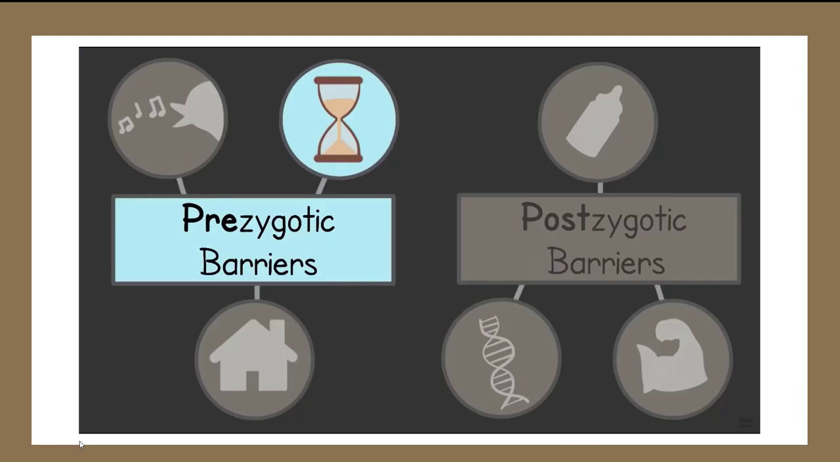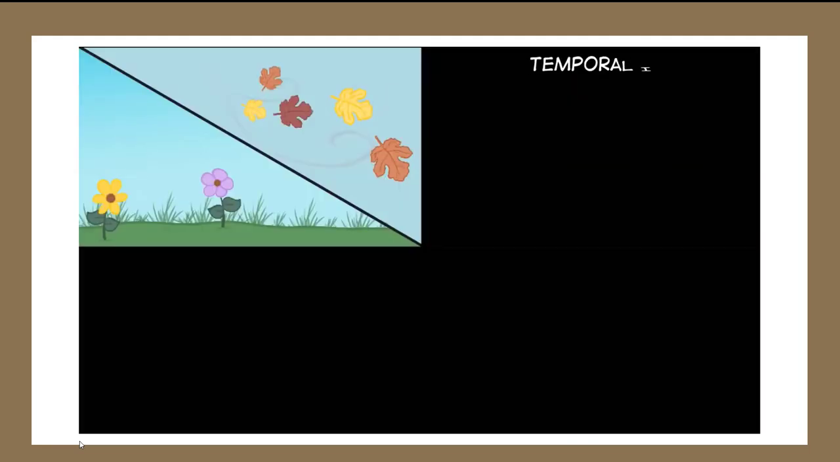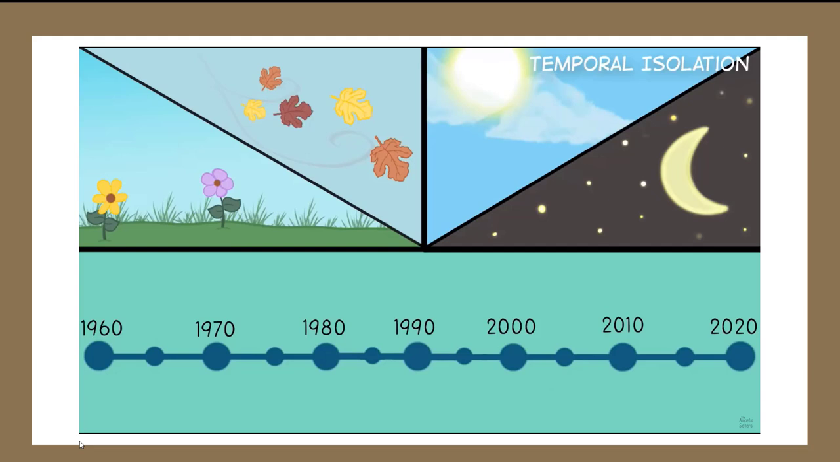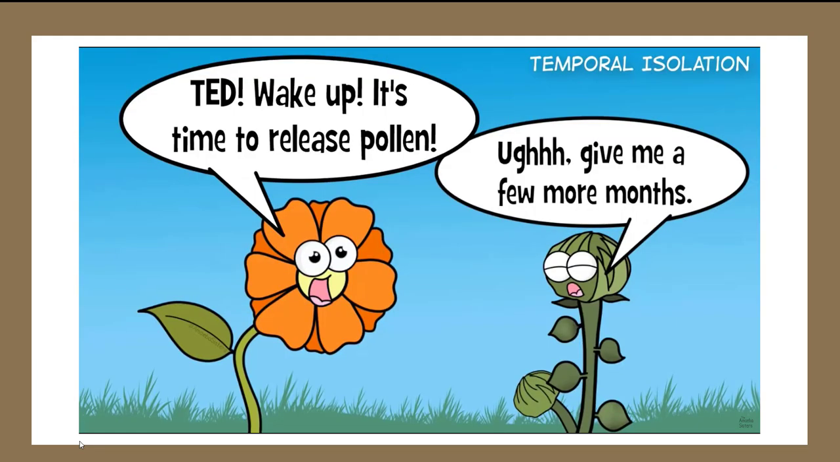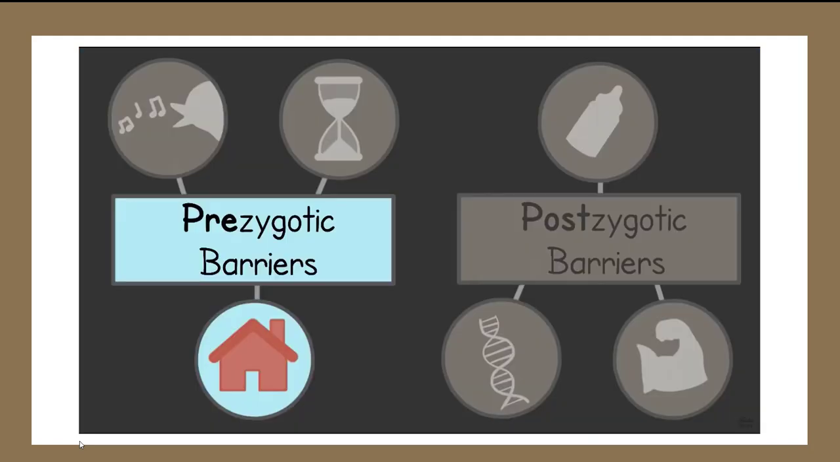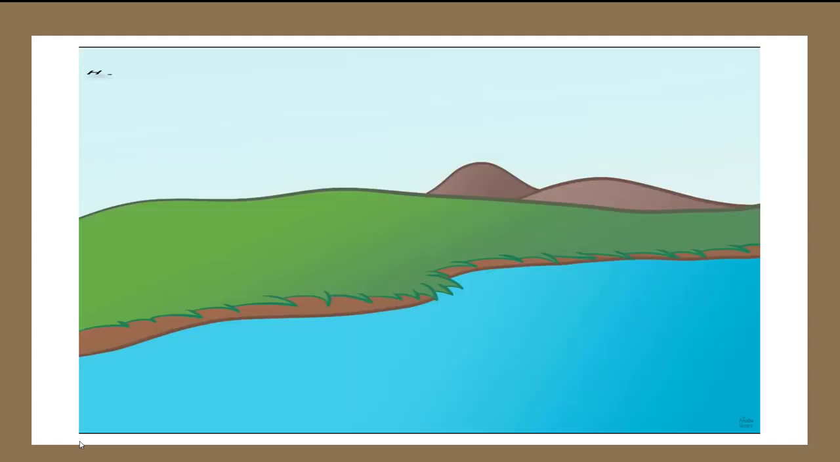Temporal isolation: species can breed at different seasons, years, even different times of the day. They may look very similar, but if they don't have the same breeding season, then you're going to have an isolation. Habitat isolation. See, even assuming that organisms live in the same area, that doesn't mean their habitats are exactly the same.